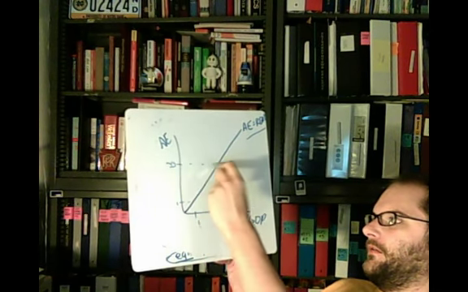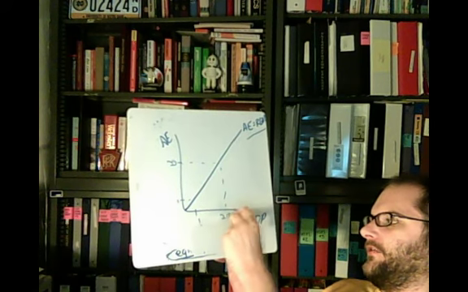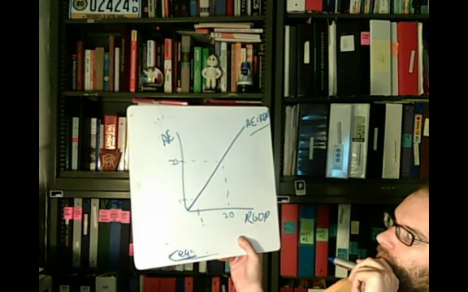20, and 20, and so on and so forth. Now, let me draw this out and then explain why this is the case.